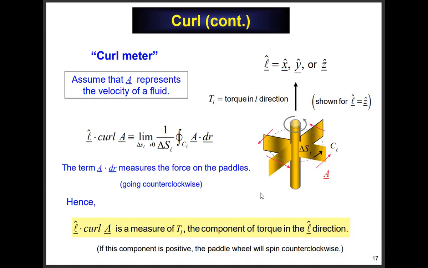Now, that's how you think of it if the A vector is like the velocity of water. If it's something like the electric field, we can't really visualize it, but it's the same kind of principle.